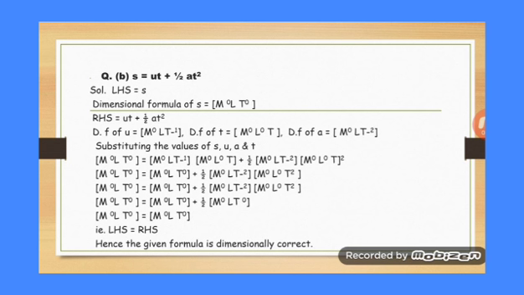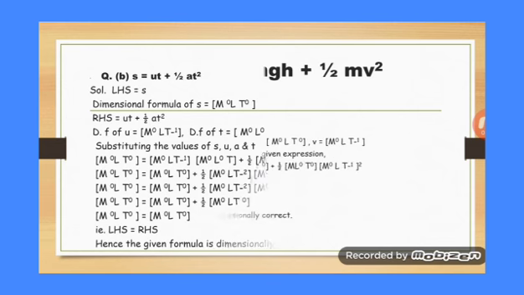Therefore, you get M⁰LT⁰ plus half M⁰LT⁰. Now on the left hand side it is L, and on the right hand side it is M⁰LT⁰ plus half, that is in simple words M⁰LT⁰. Since on both sides of the equation the dimensions are the same, that is M⁰LT⁰ or L, both sides are L, therefore LHS is equal to RHS. According to the principle of homogeneity, the given formula is dimensionally correct. Similarly, another example.